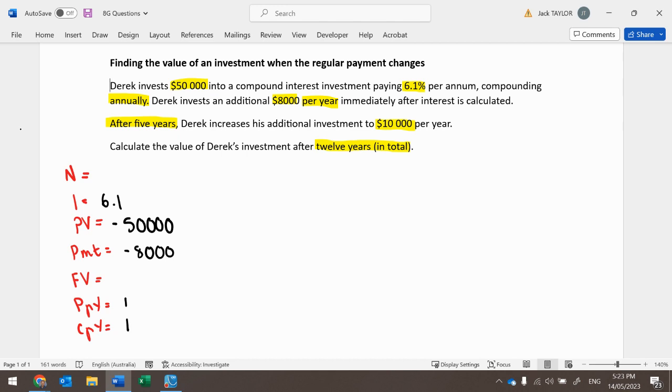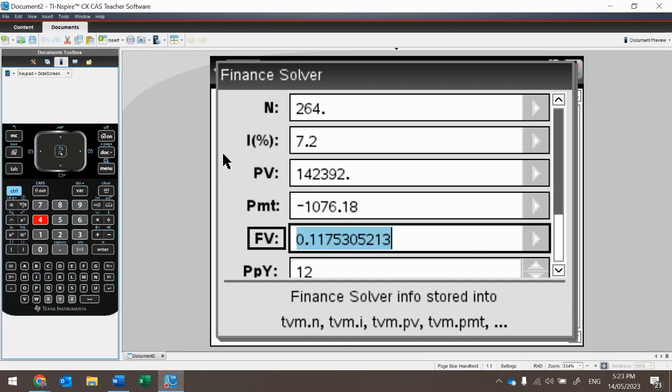PPY and CPY are just 1 because it's annual compounding and annual payments. And N for this part will be 5. The reason that it'll be 5 is because we're looking up here: after 5 years is where the change occurs. So we want to see it before that change happens. All right, so we'll jump over to our finance solver.